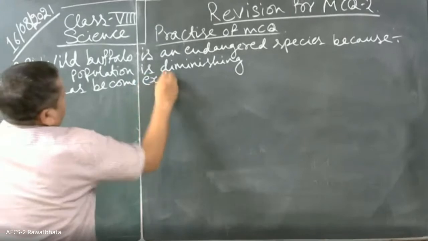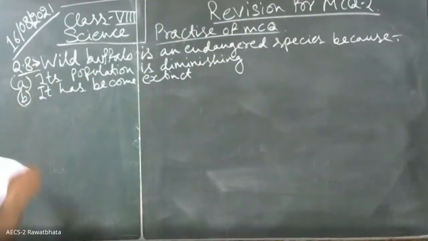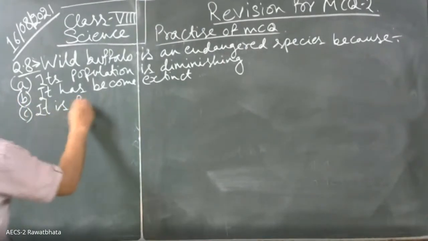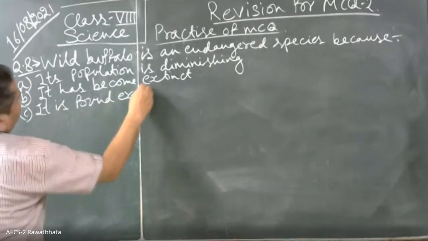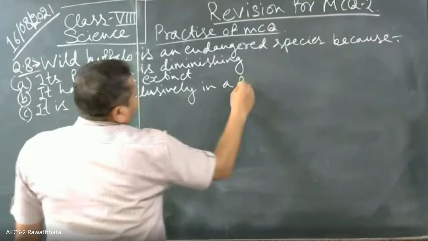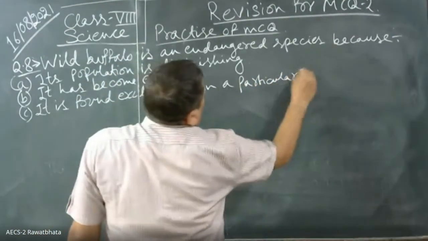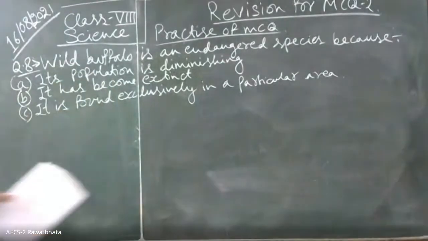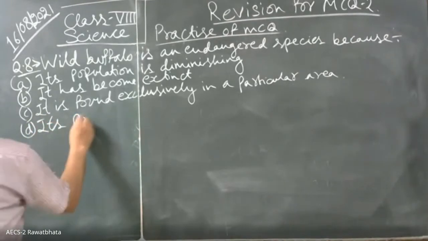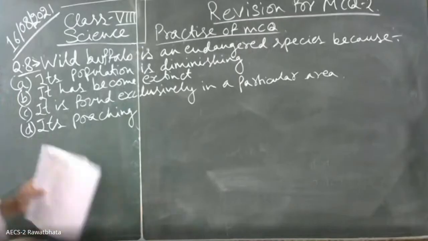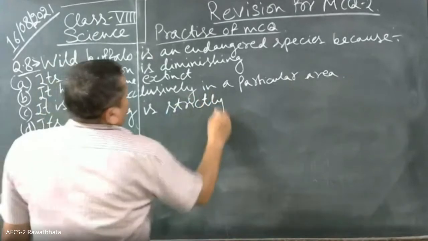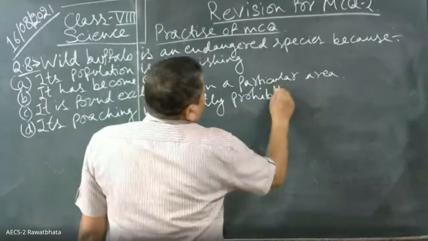Please note down first. All of you, please note down with me. See, C, it is found exclusively in a particular area. D, its poaching is strictly prohibited. Its poaching, P-O-A-C-H-I-N-G, poaching का मतलब होता है पकड़ना. Its poaching is strictly prohibited. Please note down first.